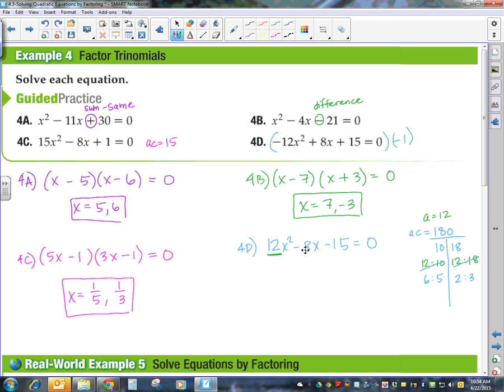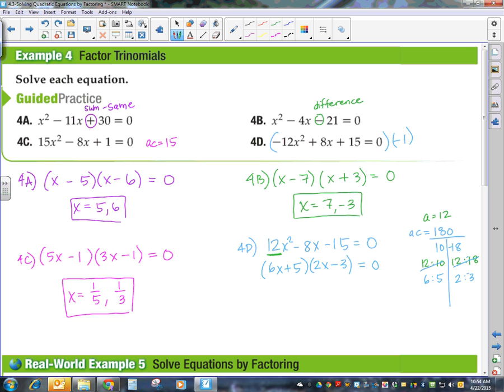The other thing, minus 8, means I need this one to be negative, so I should put a negative with that. Okay, that is how my quadratic factors. So I'm going to have 6x plus 5 and 2x minus 3.